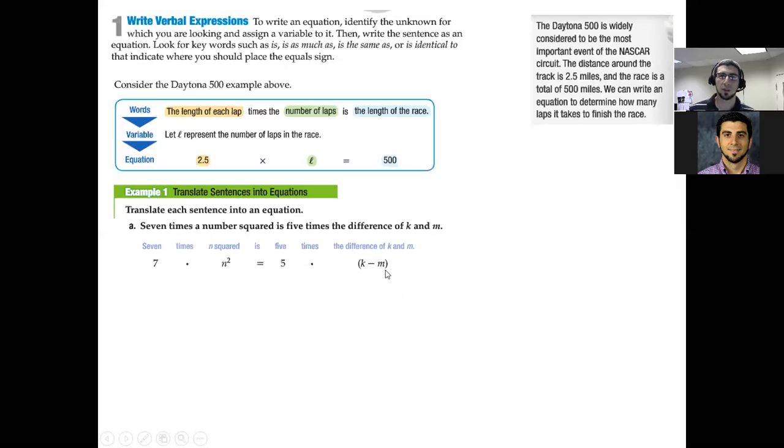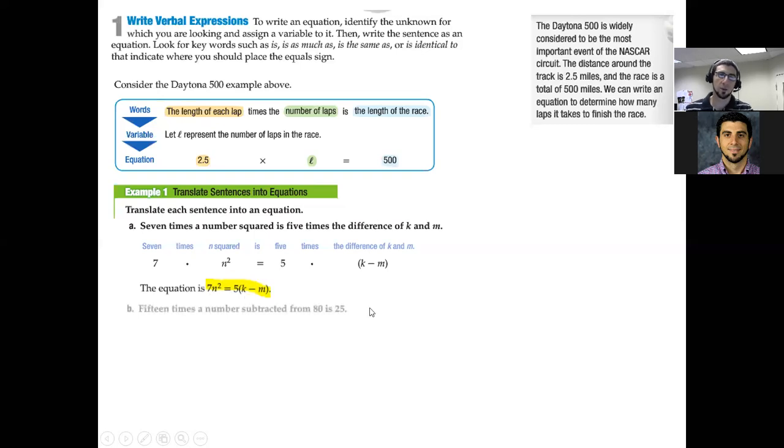Now, why are those parentheses there? Because it's not 5 times K minus M, it's 5 times the difference. So what you want to do is think it's got to be 5 times the answer to the subtraction problem, because that's what the difference indicates, the answer to a subtraction problem. What's the subtraction problem? K and M. So you've got to do 5 times parentheses K minus M. So if you just write it out, it's 7N squared equals 5 parentheses K minus M.